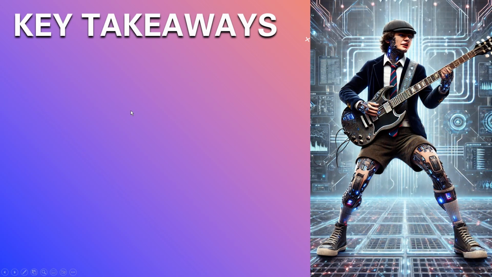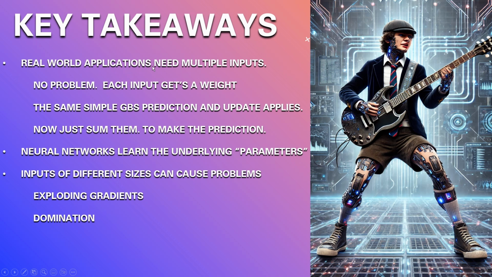In any case, let's talk about the key takeaways from what we covered today. So, real world applications need multiple inputs. No problem. We just create a weight for each input. The same simple prediction and update applies. We just sum them up, and that is the prediction. Next, neural networks learn the underlying parameters. We have actual numbers in the parameters so we can create the data, but in the real world, that's not what happens. But the neural network figures out what they really are, and then it's able to make good predictions after that. And finally, inputs of different sizes can cause problems like exploding gradient and domination.